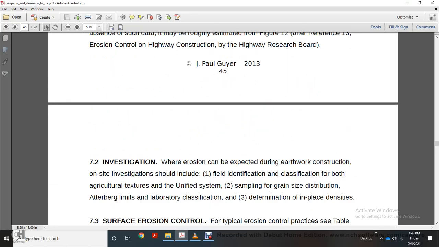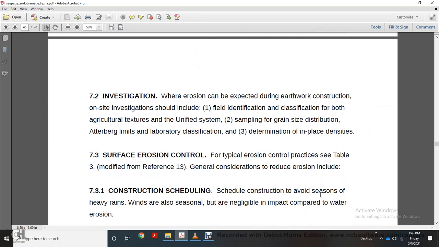Investigation: where erosion could be inspected during earthwork construction. On-site investigation should include field identification and classification of both agricultural texture and the Unified System, sampling for grain size distribution, Atterberg limits, laboratory classification, and determination of in-place density.